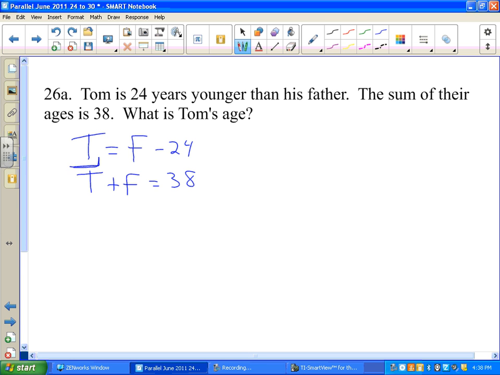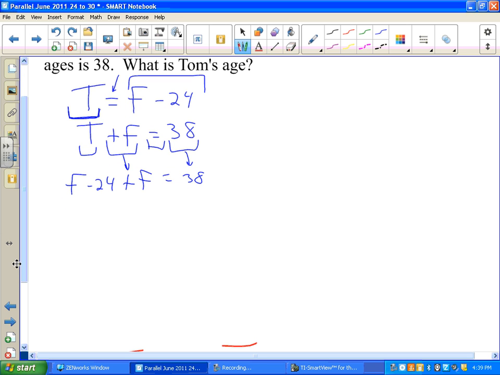This statement says everywhere I see a t, I can write f minus 24. Here's the t. I'm going to write f minus 24 plus f, brought that straight down, equals 38. Combine like terms: 2 times the father's age minus 24 equals 38.